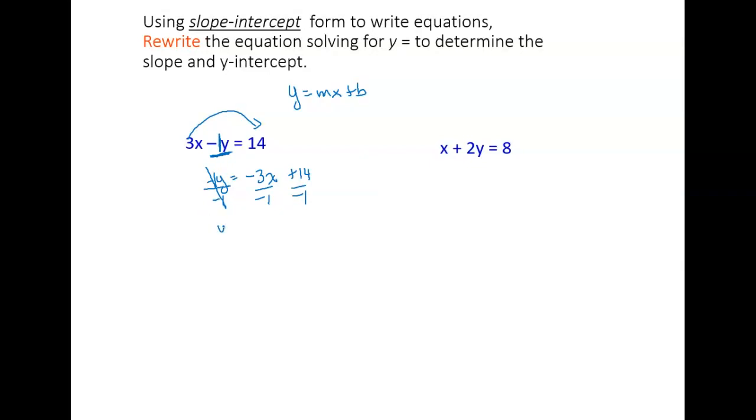Mathematicians are lazy. So then we get -3 divided by -1 is 3, just positive 3x. Positive 14 divided by -1 becomes -14. So this is my slope-intercept form. So that means my slope is 3 and my y-intercept is -14. So I had to rearrange to find that. You could also say just b is -14.